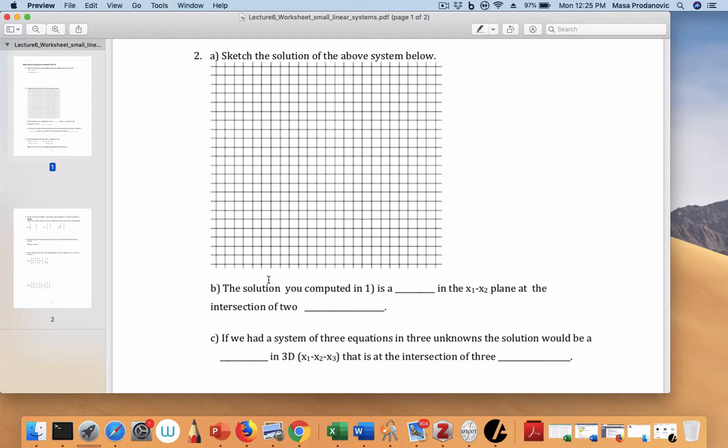The lines could also fall on top of each other. That's when I just multiply one of the equations by some number, and then that's essentially the same equation, so the entire line is a solution. And then they could intersect at a unique point.